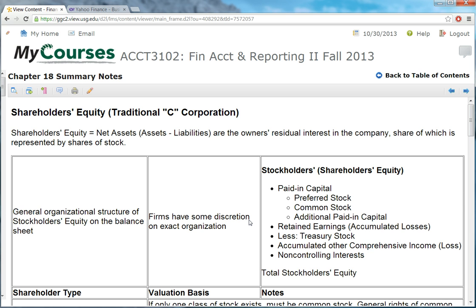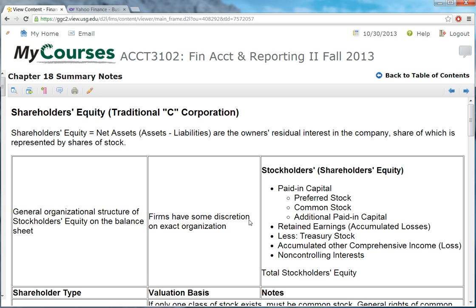That's the normal organizational structure or presentation of a balance sheet in the United States, although that is not necessarily the case around the world. In any case, shareholders' equity represents a residual interest in the company, the owner's residual interest. Shareholders' equity does not entitle owners to any specific assets, but rather it is what's left over of assets after liabilities are accounted for.